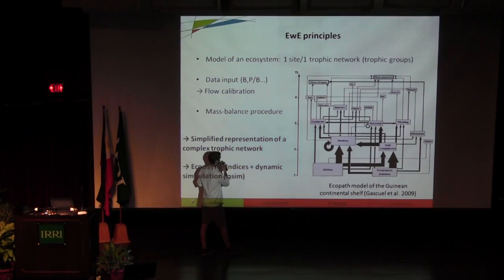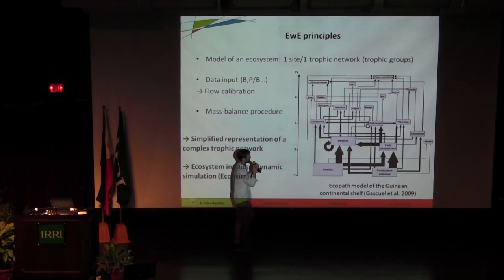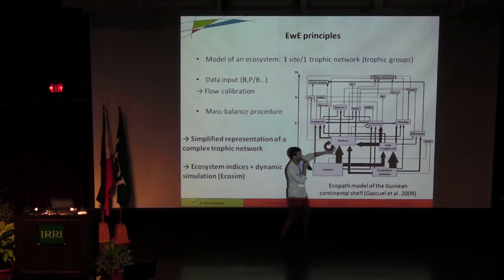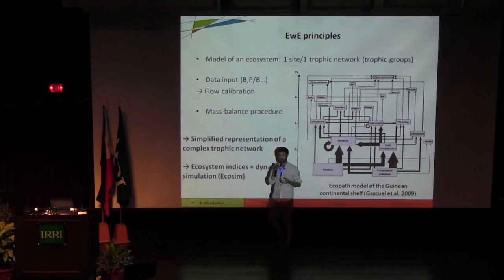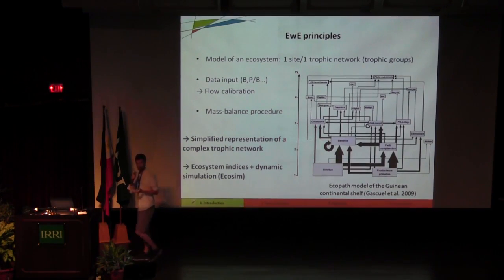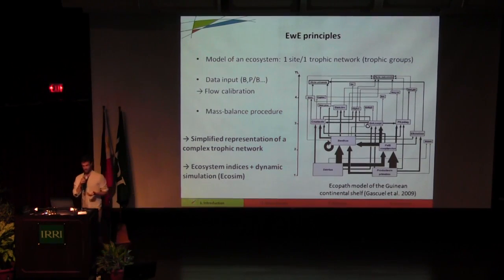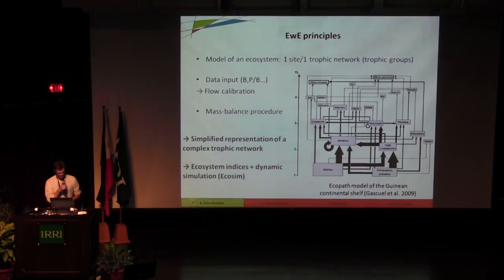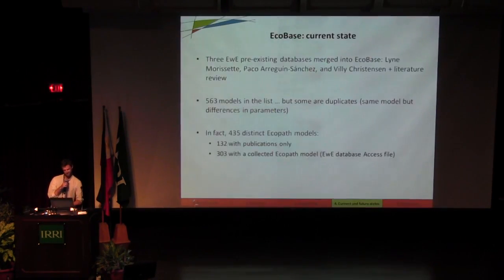But it enables you, through a mass balance procedure, to have a simplified representation of your trophic network, to see all the links between your different compartments, quantify them, and have some ecosystem indices. What is the maturity of my ecosystem? What is the impact of fisheries? It's a very simplified representation, and there is also dynamic simulation through Ecosim and spatial simulation through Ecospace. So, I will come back to the beginning.